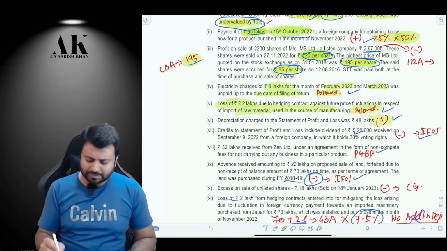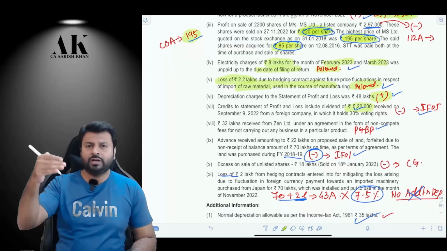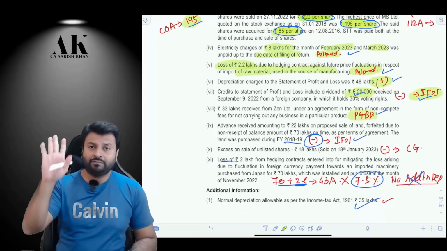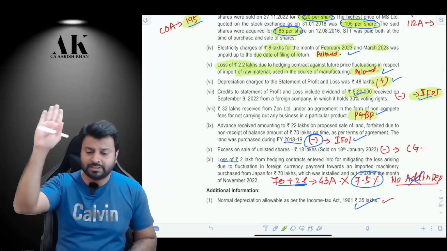Depreciation has to be added back as per books of account. Then dividend from a foreign company has to be reduced from PGBP and shown under IFOS. Then the non-compete fees which you have received is a part of PGBP. Let it be part of PGBP. Non-compete fees is a PGBP income only.